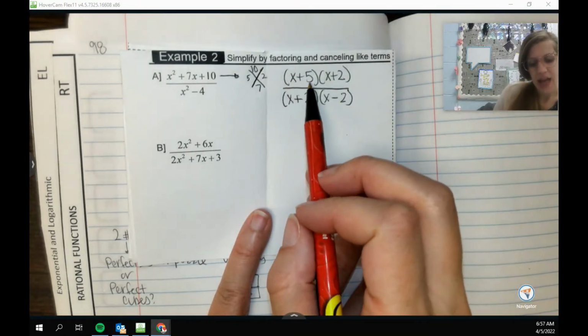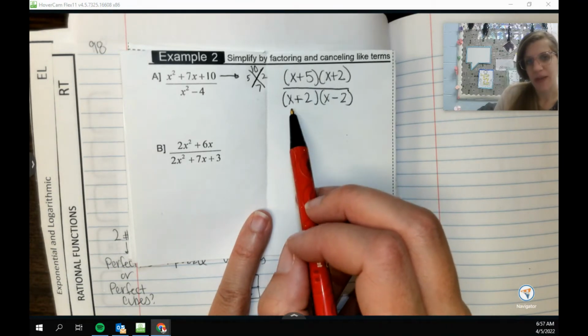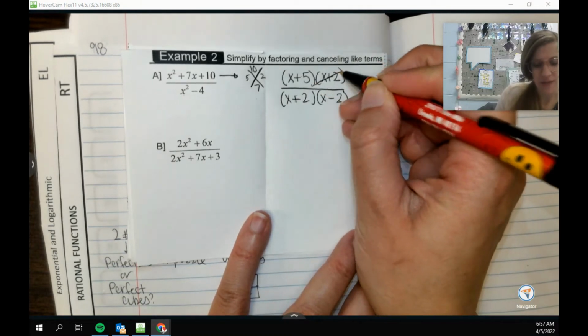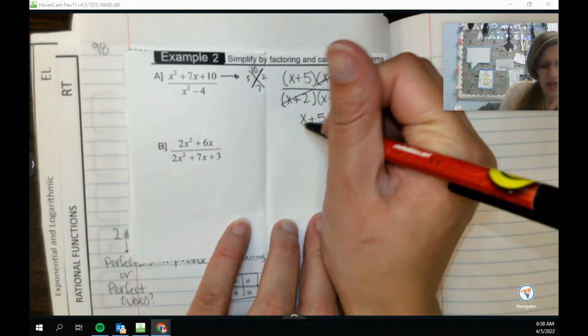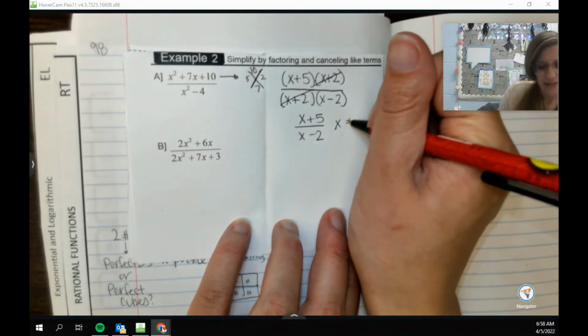So then I'm a big old multiplication problem right now. I'm looking for a factor of x plus 5 on the bottom or an x plus 2, which I do have. So those fully cancel. And we're left with x plus 5 on top, x minus 2 on bottom. X cannot be 2.